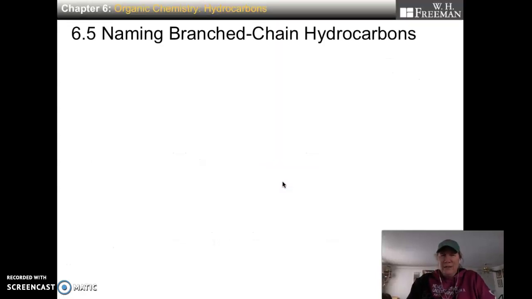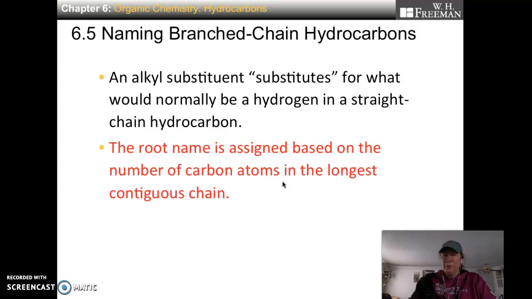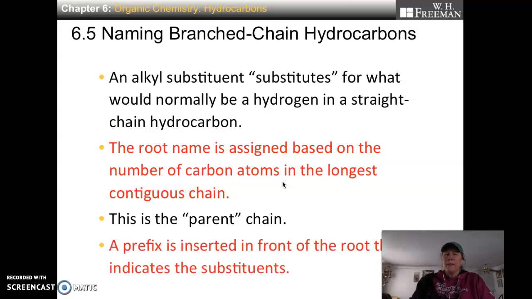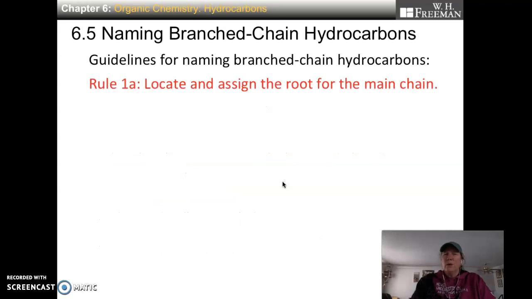Now, this just reviews what I talked about already, the alkyl groups. I guess I should have moved this up. They're the substituents. That's the methyl and the ethyl. If there's 3, it's propyl, and so on. The root name is based on the number of carbon atoms in the longest continuous chain. We already talked about that. That's the parent chain. So I'm just reviewing the rules here. And then a prefix is inserted in front of the root that indicates where the substituent groups are. We've already been doing this, and again this is in your book. It's just a review of how to name them.